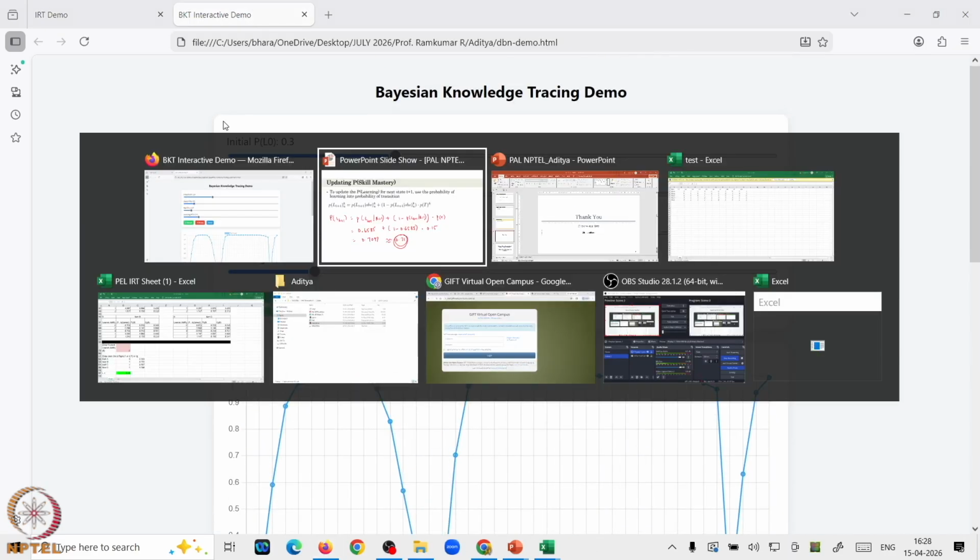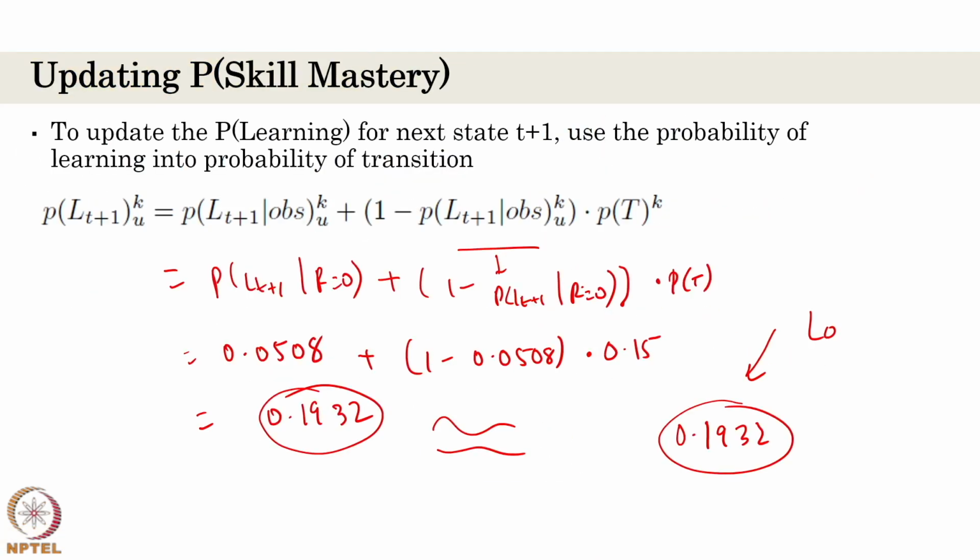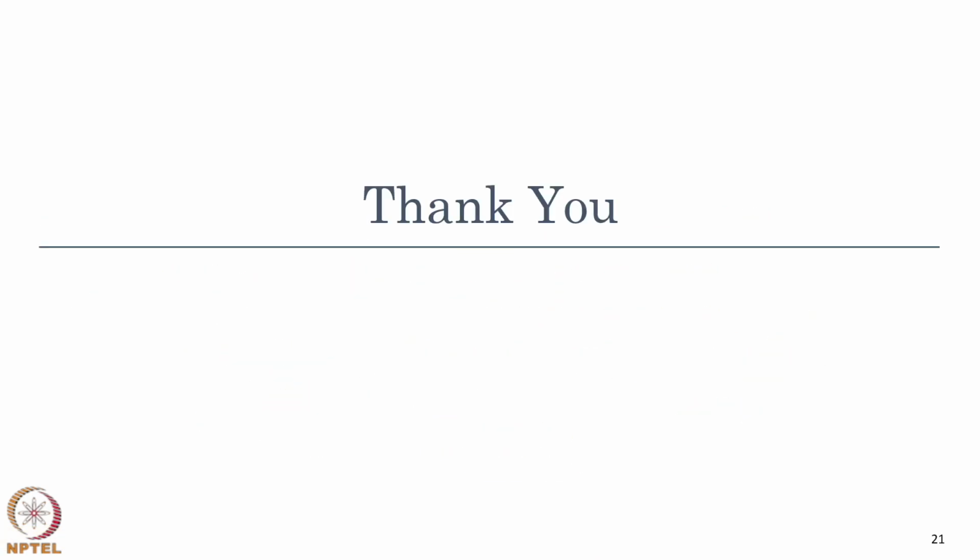So that's all, folks, about how BKT is computed, how a dynamic Bayesian network is computed. I hope you all use it, or something very similar, in creating your adaptive tutors in future. Thank you so much.